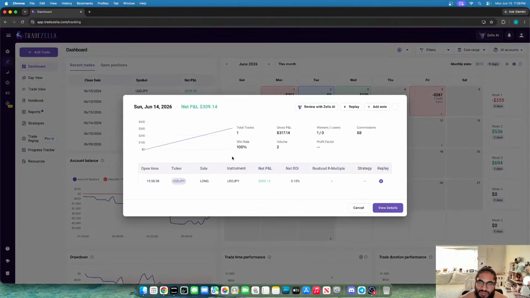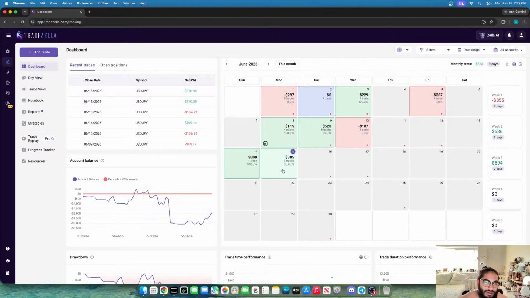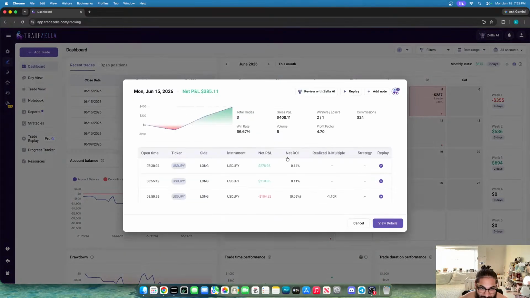This trade right here was, I would say, like an A plus trade. This trade, although we did come out in profit, 385 for the day, we did lose one position, right? And I'll go over it right now.